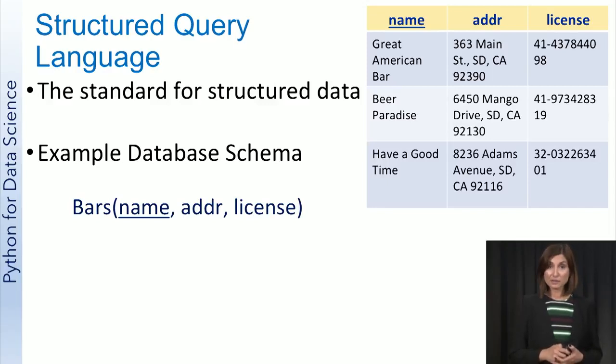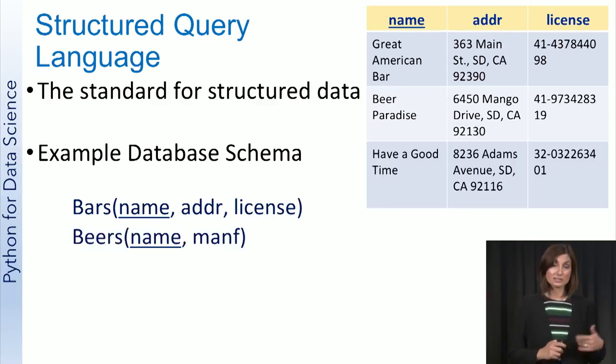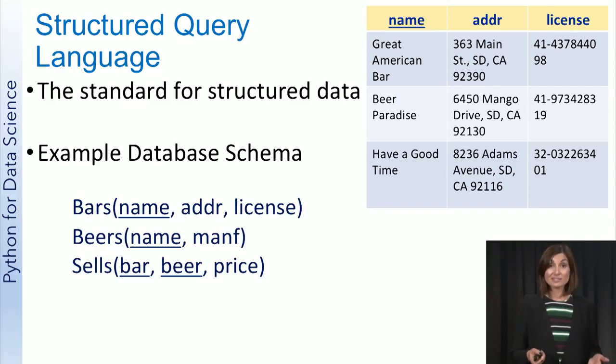The second table, called beers, lists the names and manufacturers of beer. Not every bar sells the same brands of beer. Even when they do, they may have different prices for the same product because of differences in establishment costs. So, the sales table records which bar sells which beer at what price.